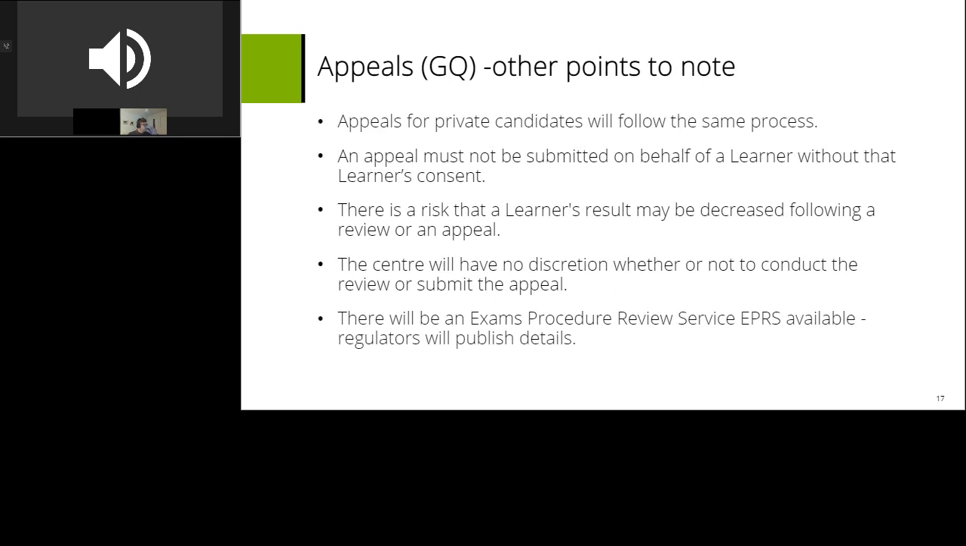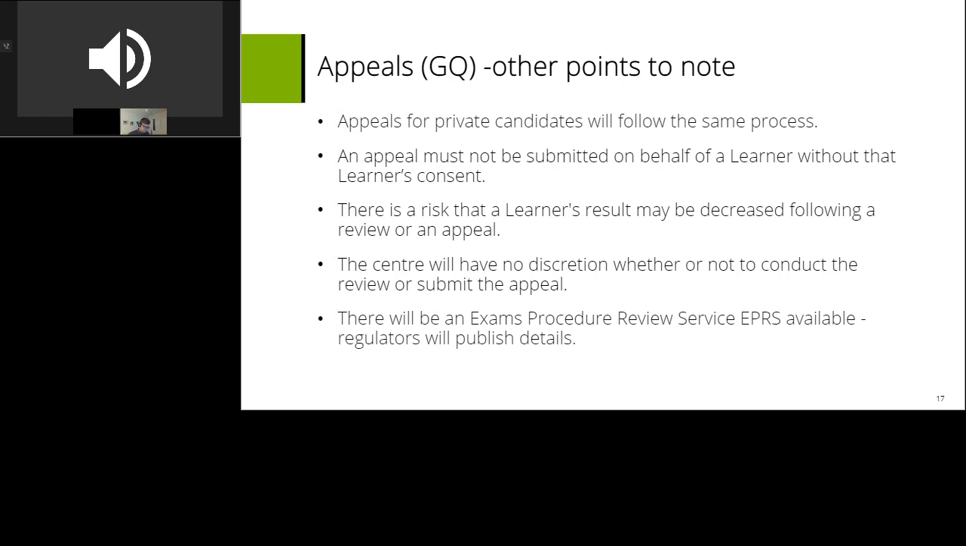I've then just gathered together some other points to clarify some of the other issues associated with appeals. For any centres who are working with private candidates to support them and submit a grade for them this summer, the appeals process will be the same for private candidates, and we would expect that those centres would continue to work with any private candidates who may decide that they need to appeal. The other point to mention is that appeals must not be submitted on behalf of a learner without that learner's consent. So consent will be really important to make sure that they are fully on board with an appeal being put in for their grade.